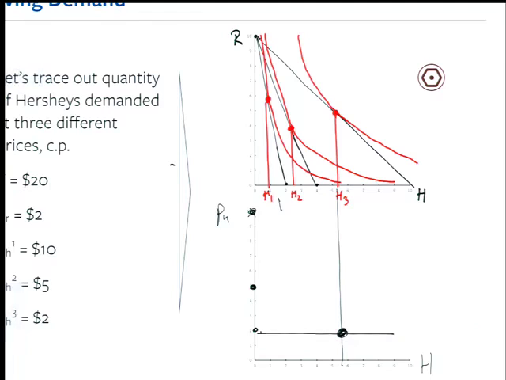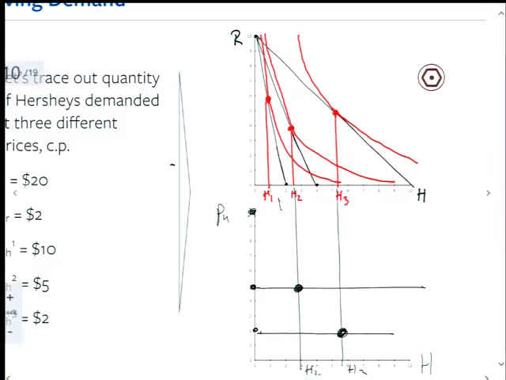Okay, what about the $5 price combo? Well, when Hershey's were 5, Reese's were 2, and income was 20, I consumed H2 units, right? That was my optimal consumption level. So let's do that. It's supposed to be a straight line. And the price was $5. So what's that? That's the optimal quantity demanded at Hershey's price at $5, holding the price of Reese's constant at 2 and income constant at 20. So just to be clear, this here is H3, this here is H2.